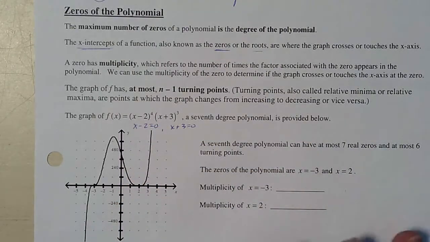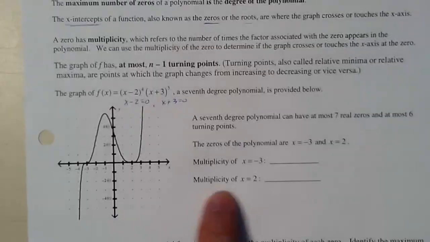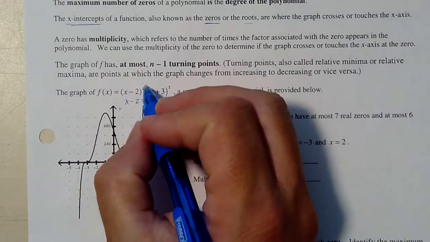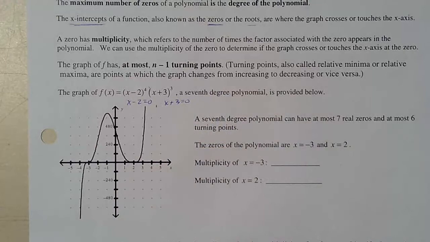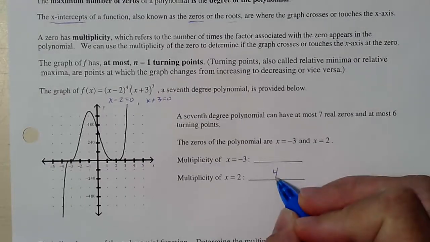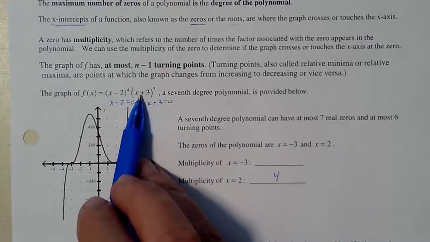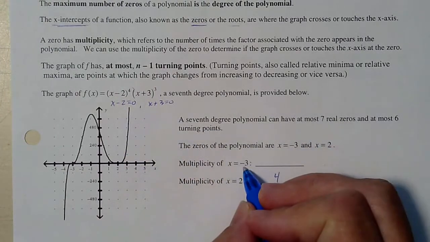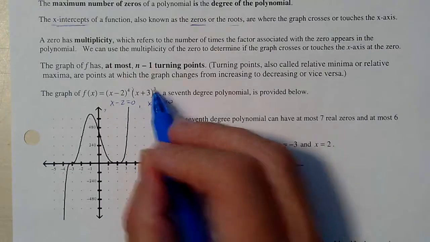So I add 2, and I get this zero. x equals 2 is a zero. What's the multiplicity of it? 4. Okay, so we just need to write that in there. It has a multiplicity of 4. This one we get a zero of negative 3. What's the multiplicity? It's 3.